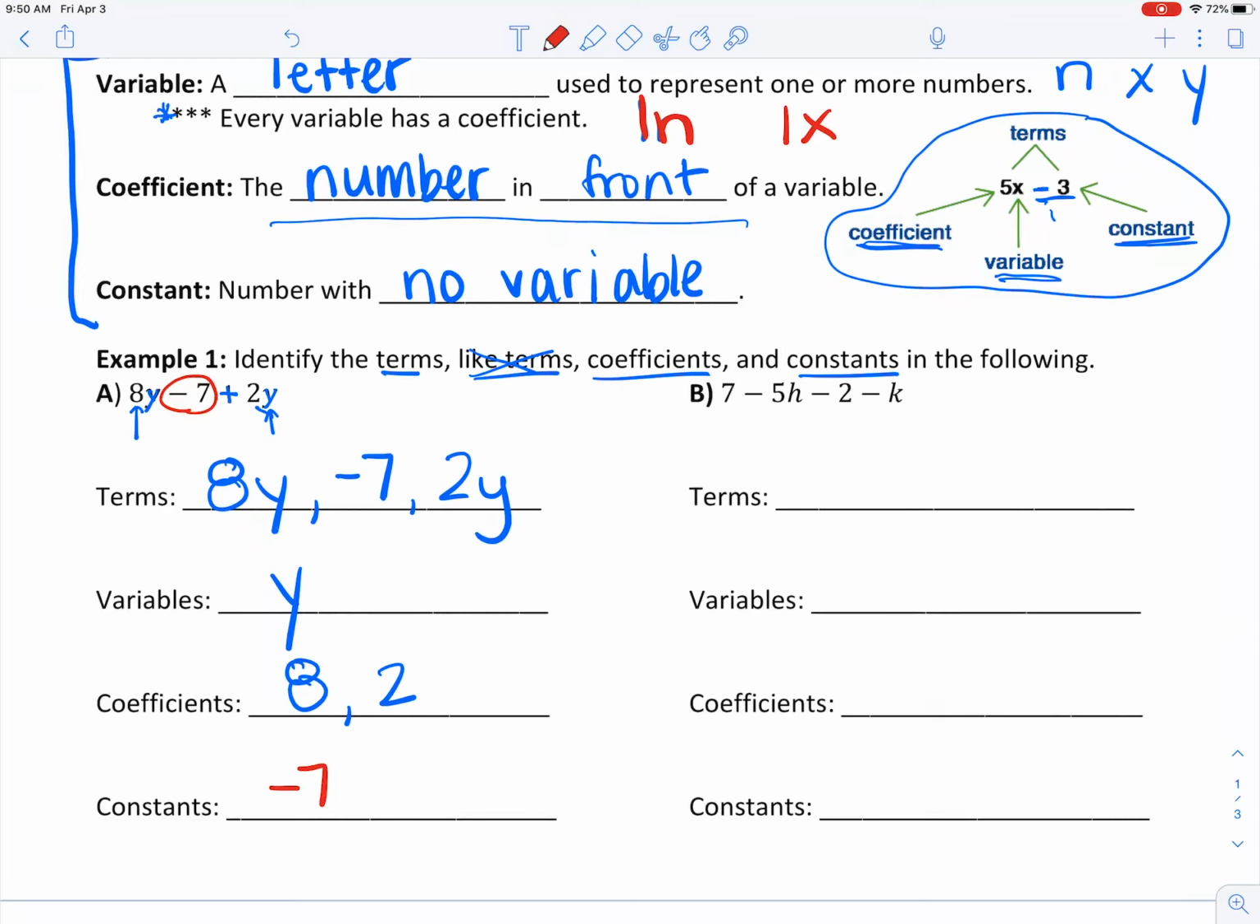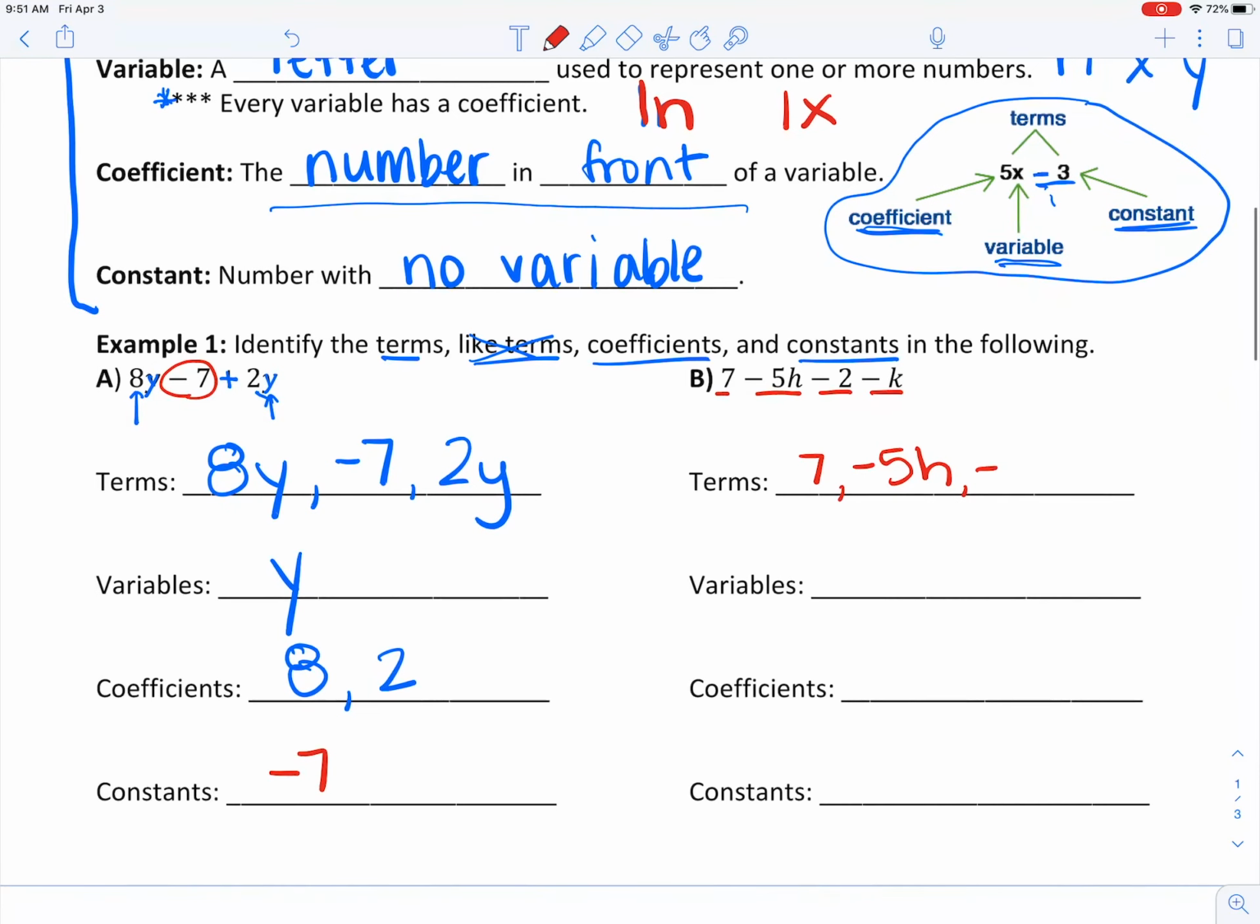Okay, let's go through a couple more examples like this. So terms. I'm just going to look at my example, and I'm going to write down all of those things that I just underlined with a comma in between. So I'm going to write down 7. I'm going to write down -5h, comma, -2, comma, and -k.